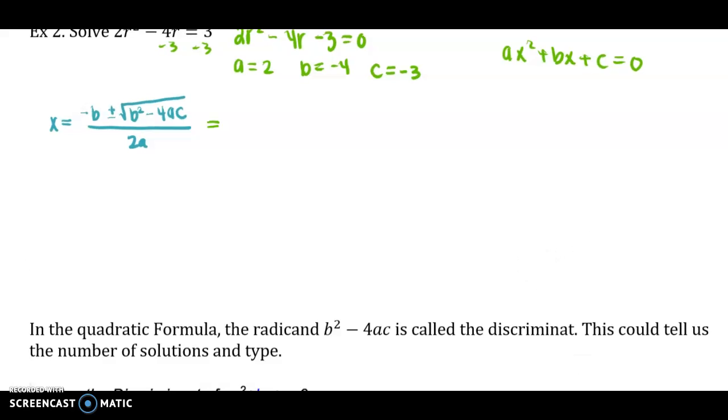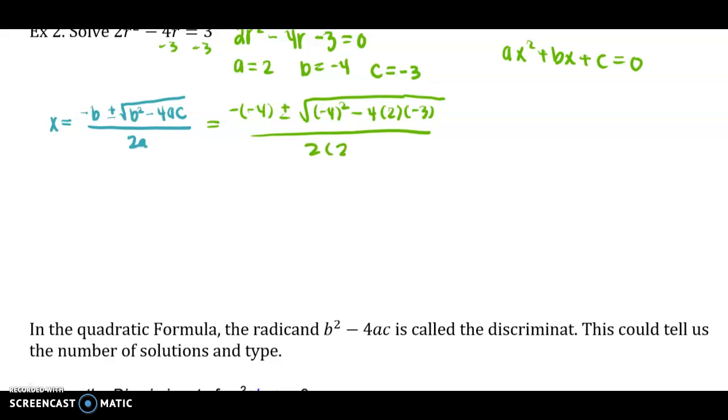So we're going to get negative 4 plus or minus the square root of negative 4 squared. Make sure to put parentheses around those negatives. Minus 4 times 2 times negative 3, and then all over 2 times 2. So the negative and the negative become positive, so plus or minus. And then inside the radical, we're going to simplify. We're going to get 40, so the square root of 40 over 4.